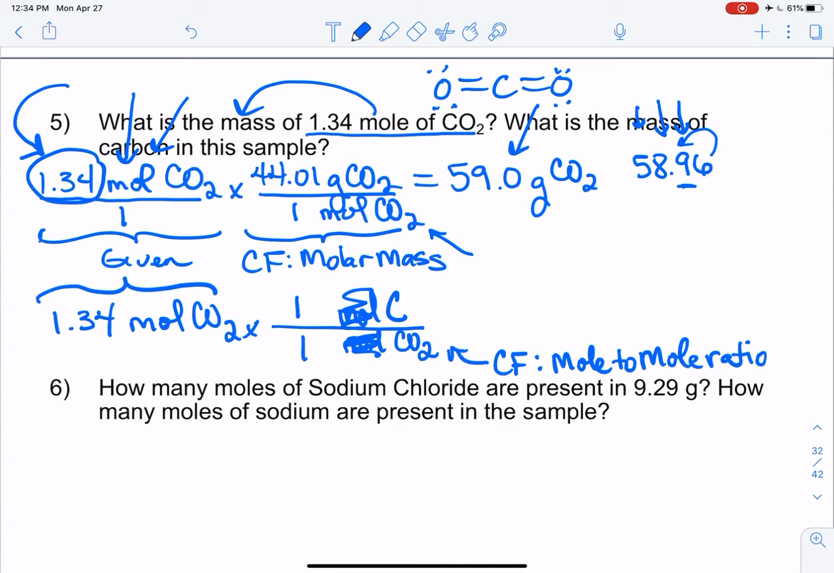And if you had a dozen carbon dioxides, if you had 12 of those, how many carbons would you have if you had 12 carbon dioxides? Well, you would have 12 because every carbon dioxide carries with it 1 carbon.